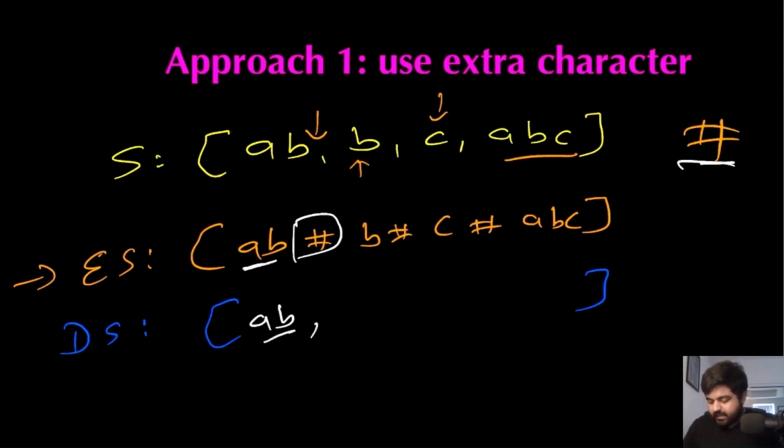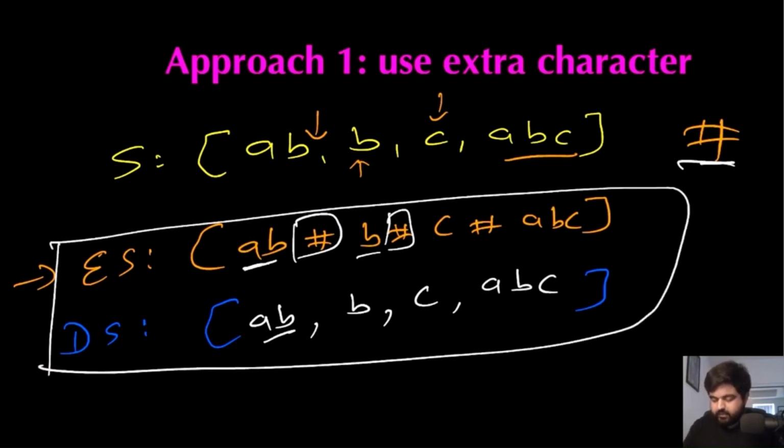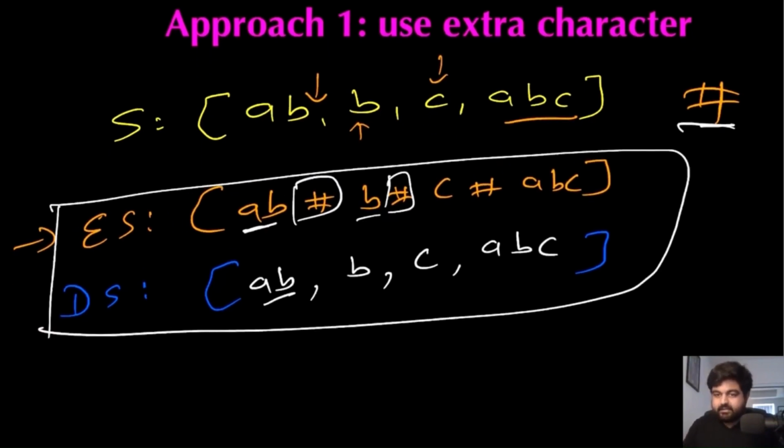Now I would again start creating a new string. So again I find this value B. The moment I encounter the hash, I would treat this B to be a separate string. Again I would encounter this value C, and again I would encounter this value ABC, and this is the way we are going to encode and decode the string, and this solution would work as expected.